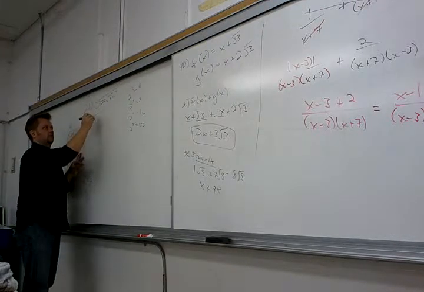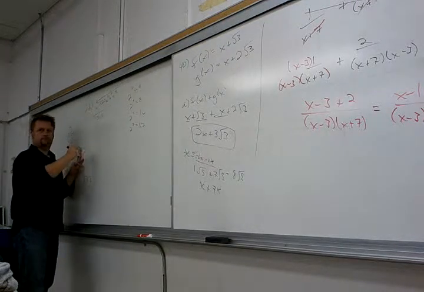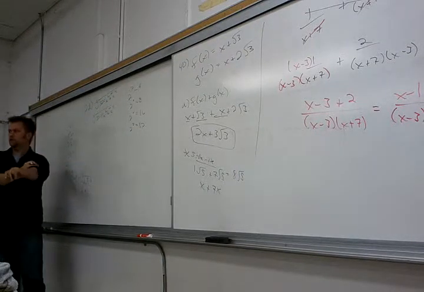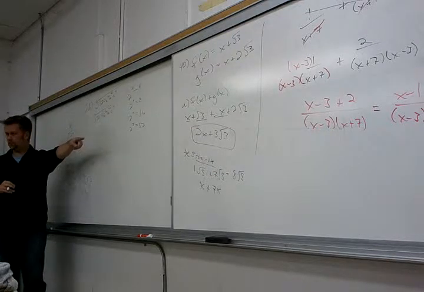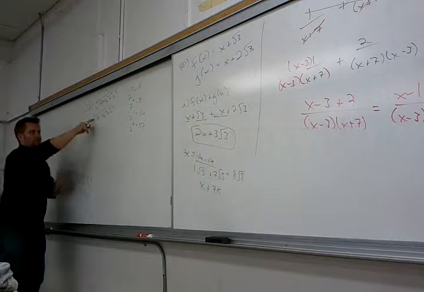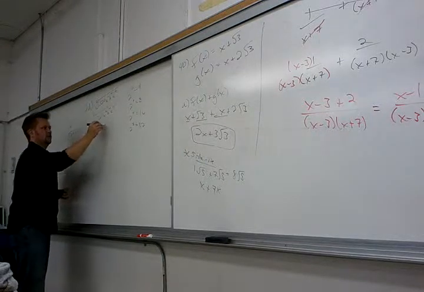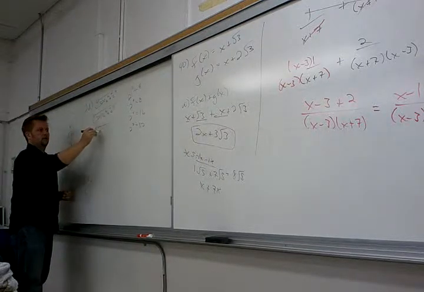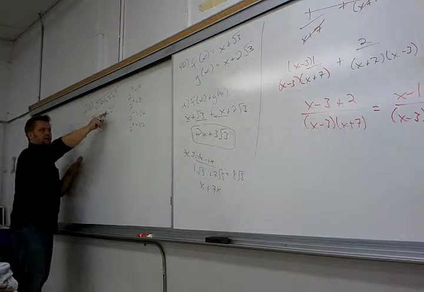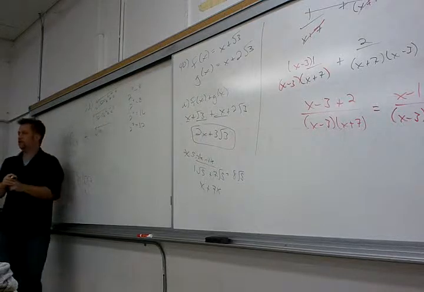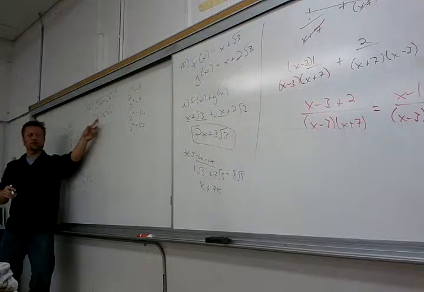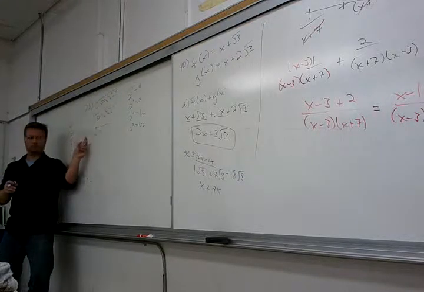32 times 10. What's the fifth root of 32? 2, because it takes 5 2s to make 32. So the fifth root of 32 is 2. I still have a 10 in there. A lot of times people take out the wrong thing. What was your explanation? What's the fifth root of 32? 2. That's what goes outside.